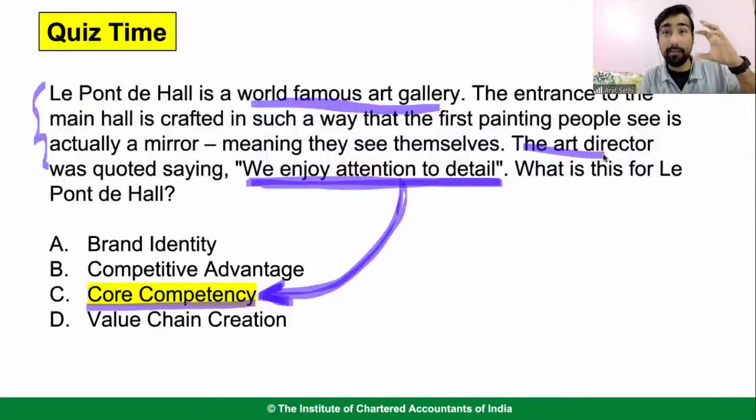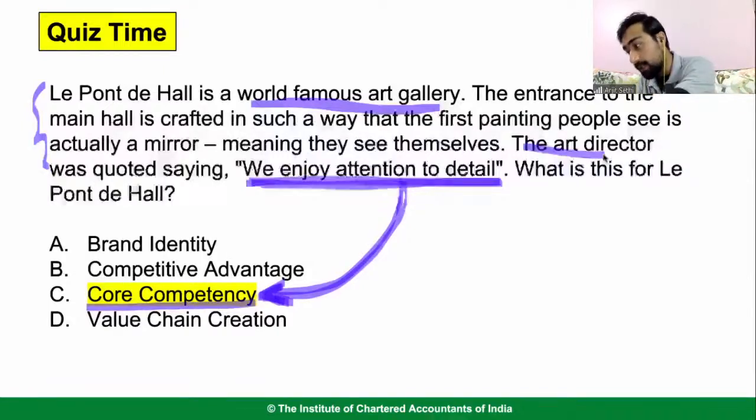It is just their marketing technique. And why have they created this? Because they have attention to detail as their skill set. Their core skill set is attention to detail, and that is their core competency, right? Right? You understand the concept?